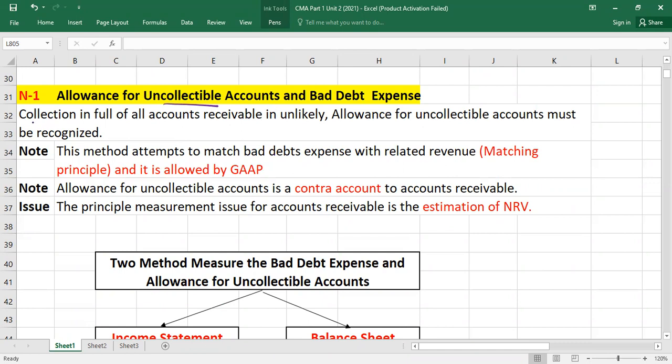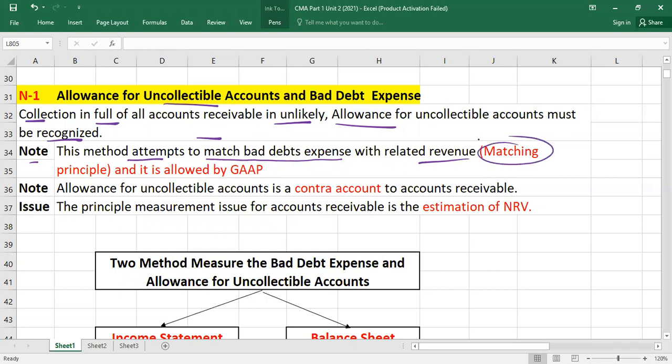So allowance is what? Let's understand what is the allowance. Obviously, as I told you, collection in full of all account receivable is unlikely. So that is why allowance for uncollectible account must be recognized. So what is the note here? How do we record allowance? So how do we record allowance, guys? This allowance method attempts to match bad debts expense with what? With the related revenue. Actually, this is called what?